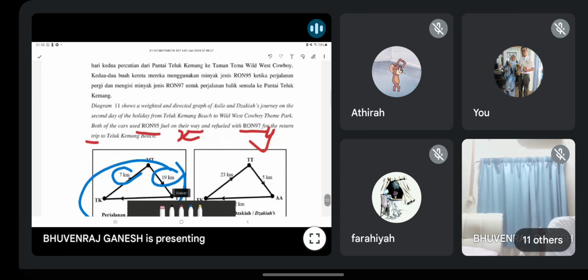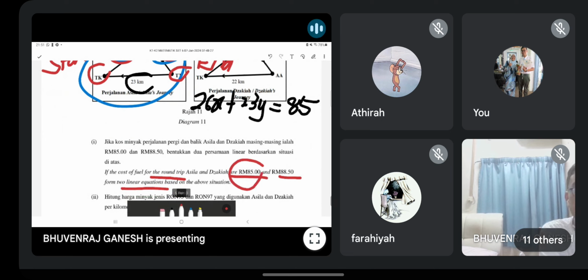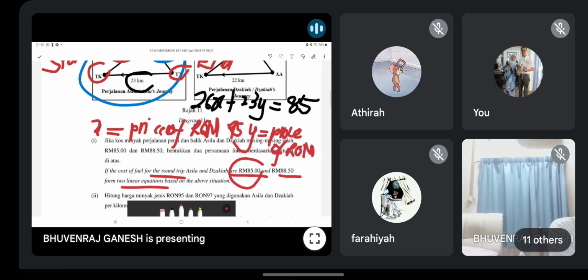So, going guys, berapa kilometer? 19 plus 27. Okay, dari TK ke TT. Ini mula, ini akhir. So, going is 26 lah, 19 plus 7. So, 26x, balik. Berapa untuk balik? 23 lah, and to start is balik, return journey. So, 26x plus 23y equal to 85. Okay, mengapa 85? Cost dia. The total cost is 85. Okay, jadi guys, kamu kena tulis, x equals to price of 195. Kamu kena tulis anggapan yang kamu buat. X tu mewakili harga 195, y tu mewakili harga 197. Okay, this is the assumption you guys make. Okay, this one, can anyone form me second equation, persamaan kedua?